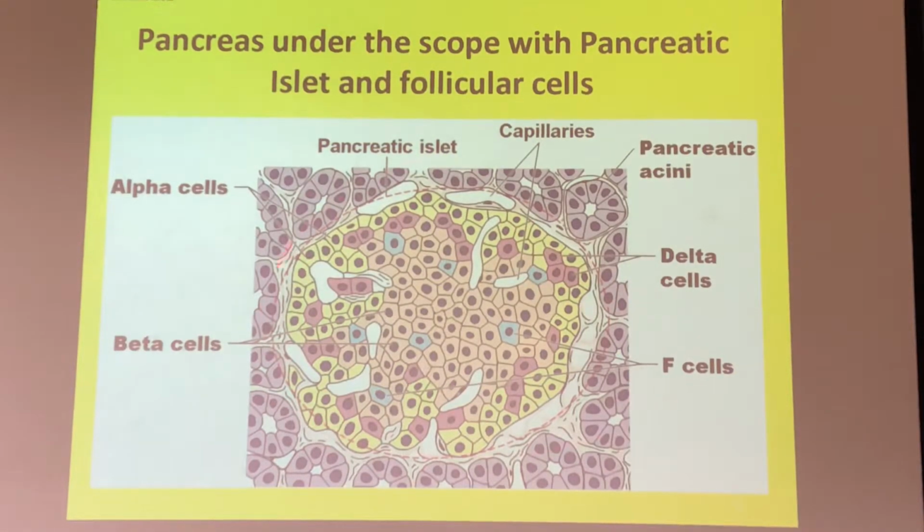This is a picture from the internet. As you can see, this is the surrounding area, which is the islet. The islet has scattered cells, and these are compact cells. All these parts are called acini, and this whole area is called the islet.